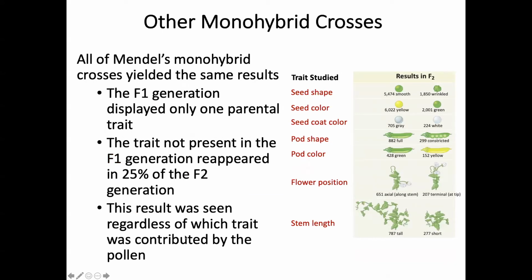Interestingly, on all 7 traits that Mendel studied, the crosses gave Mendel the same results. On average, 3/4 of the F2 offspring showed 1 trait, and 1/4 showed the other trait. So always keep this 3 to 1 ratio. Mendel called the crosses that involve a single trait monohybrid crosses.